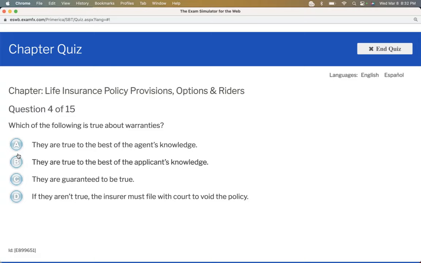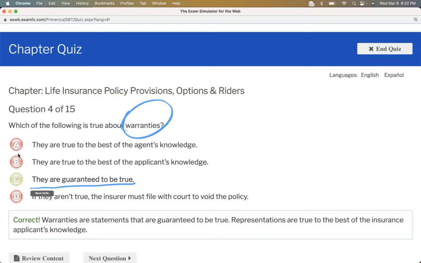Which of the following is true about warranties? Warranties are guaranteed to be true. That's just something you're going to have to memorize. It's a definition, okay? Warranties: guaranteed to be true. Just memorize that. There's nothing to learn here. Oh, wait, let me screenshot that. Yeah. All right, there you go. It's just a vocabulary word.